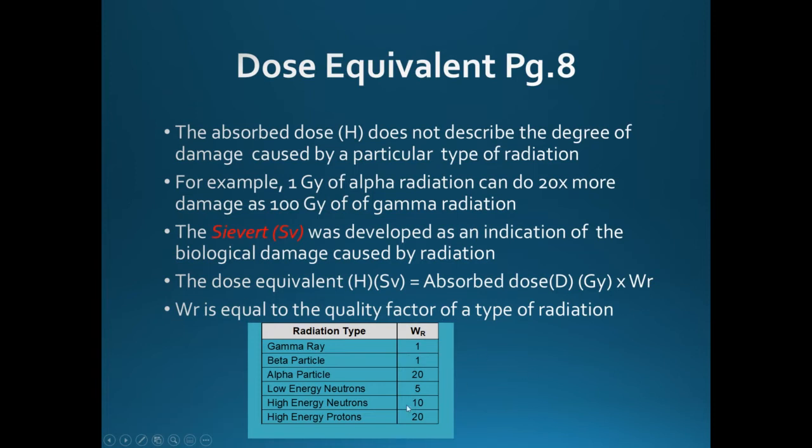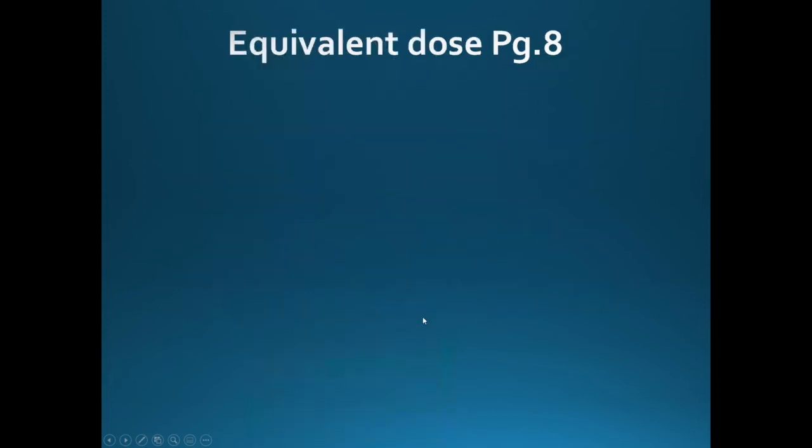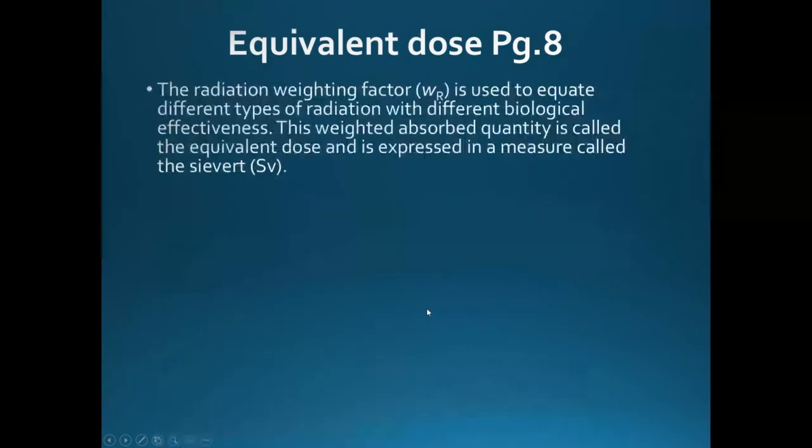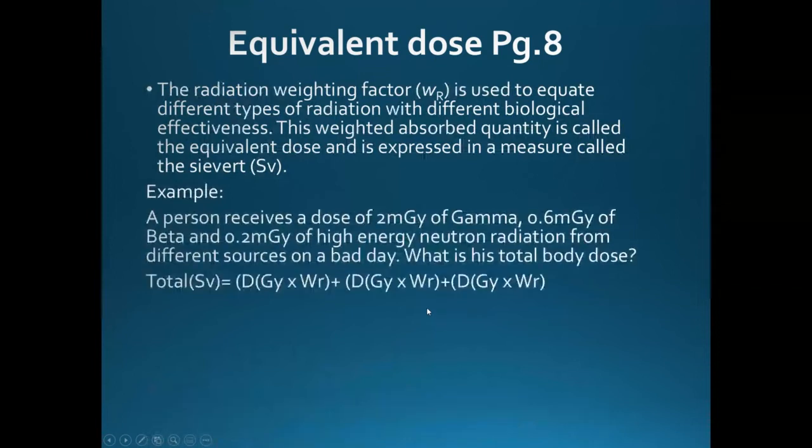Again, remembering that this weight rating is equal to the quality factor or the potency of a type of radiation. Okay, so let's have a look here. The radiation weighting factor is what we use to equate the different types of radiation's biological effectiveness or killing power, if you will. This weighted absorbed quantity is called the equivalent dose, and again, measured in that unit called the sievert.